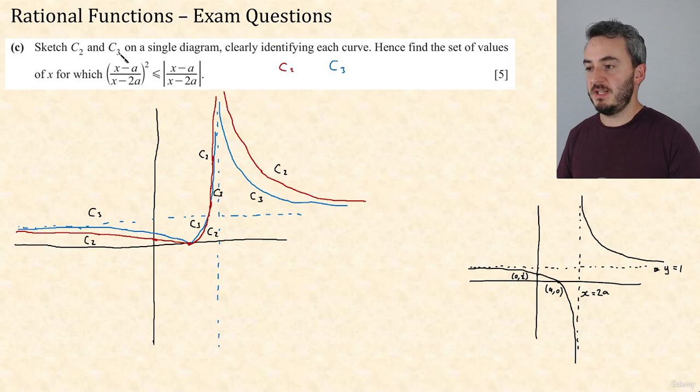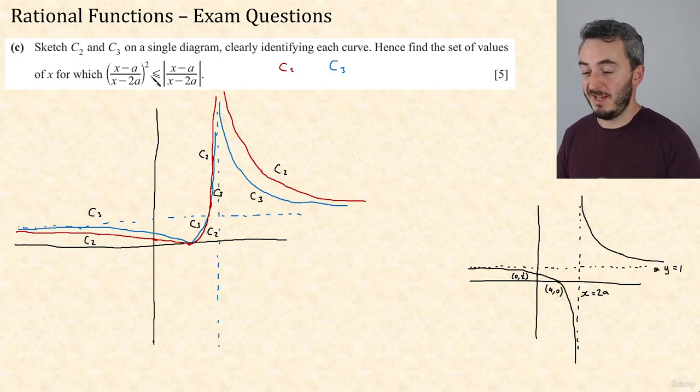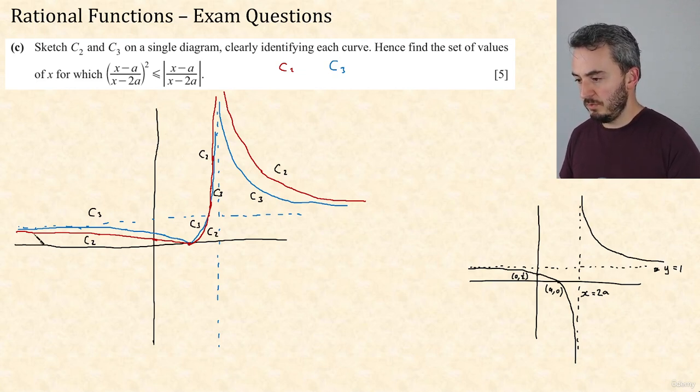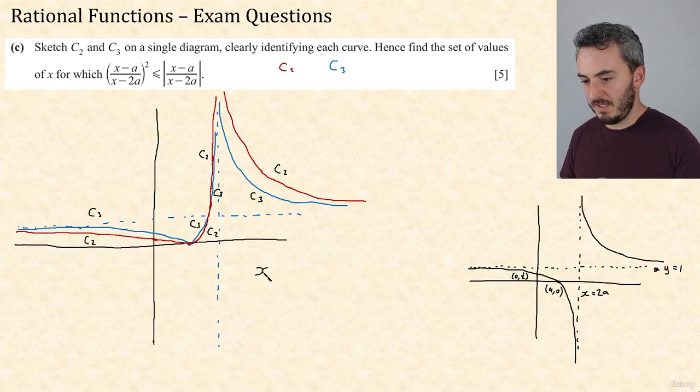Finally, we want to find the set of values for which the squared one, which is C2, is less than or equal to the mod one, which is our blue one. So it's less than or equal to all the way here, up to that point there. And we found that point in the previous question. It was 3/2a. So it's definitely below when x is less than or equal to 3/2a. And then it's above, above, above forever. So that's the only region. x is less than or equal to 3/2a.